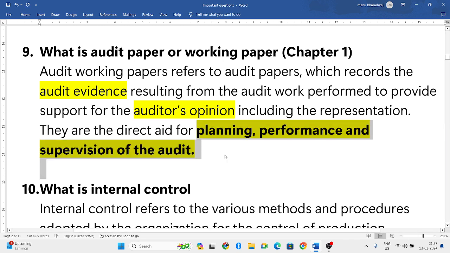It will help you to plan, perform, and supervise the audit.